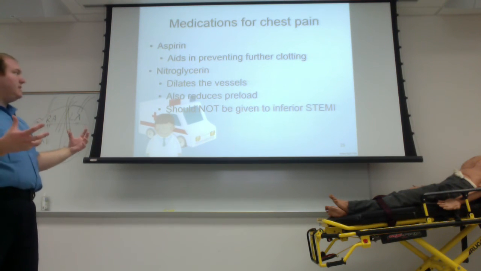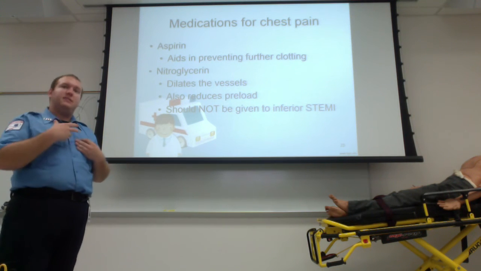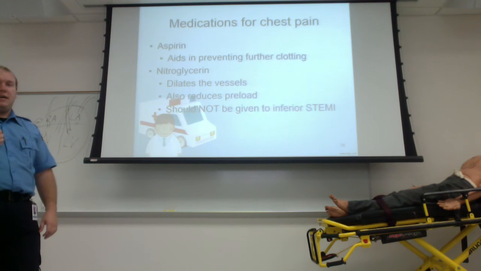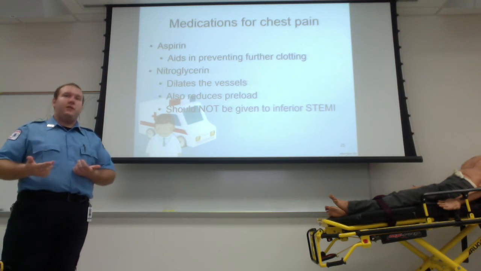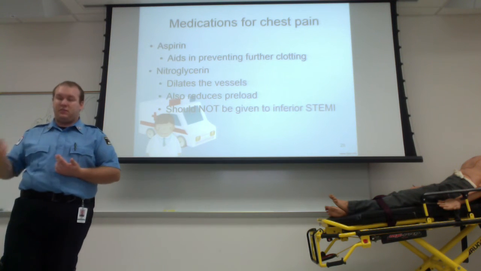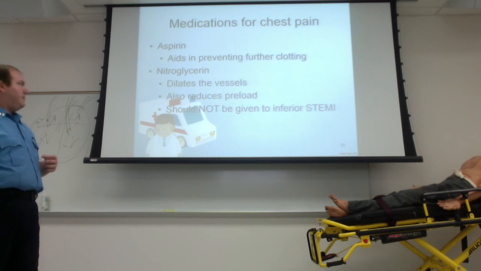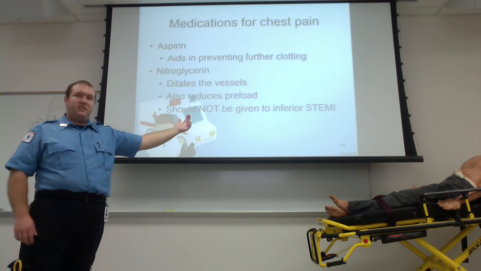Nitro works to dilate the vessels and also reduces preload. Preload is basically the pressure coming into the heart. And in the case of a right-sided inferior heart attack, this can be very detrimental in that it will drop the blood pressure to the point that it kills the patient. Not every time, however, it can be very likely to happen sometimes. This is the reason why I would say that nitro should not be given in an inferior STEMI.